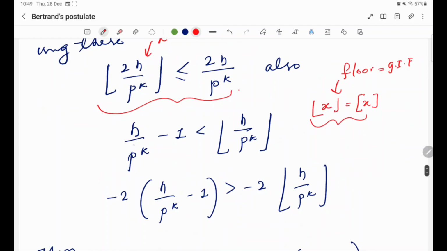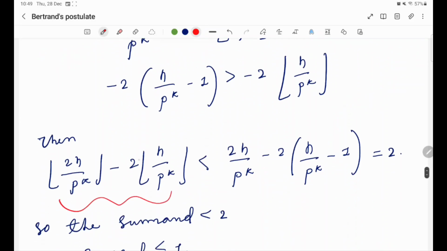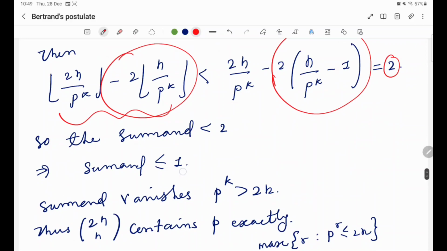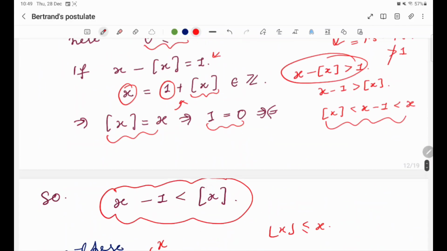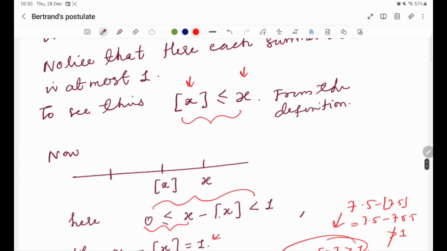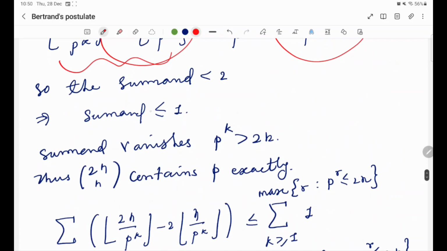Okay. So from this I multiply by minus 2, so the inequality will reverse. Now I can estimate this. Instead of this one I can apply this, right? So when I apply this, you get 2. So this quantity, the summand that we started with, is less than 2, that means it's at most 1. So the summand is less than or equal to 1.